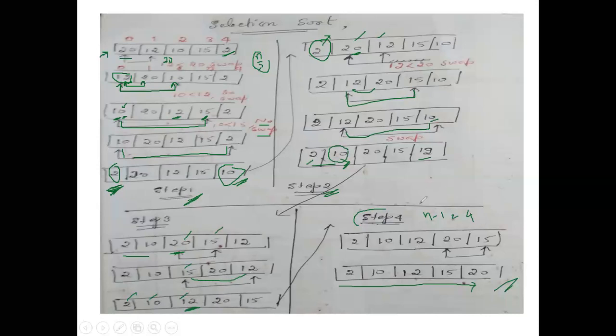Next, moving on to step 4, we are comparing 20 with the 15. So you can see 15 is small, so exchange the array elements. Okay, so this is your ultimate answer. When we reach the end of step 4, we are done with sorting the elements of the array. You can see all the elements are sorted in the increasing order: 2, 10, 12, 15 and 20.